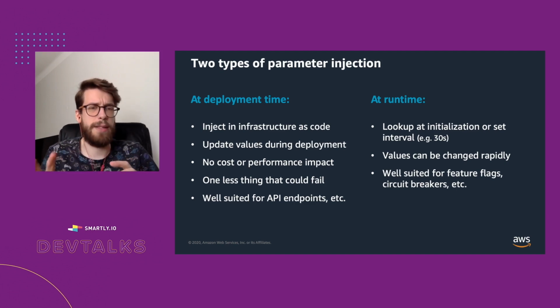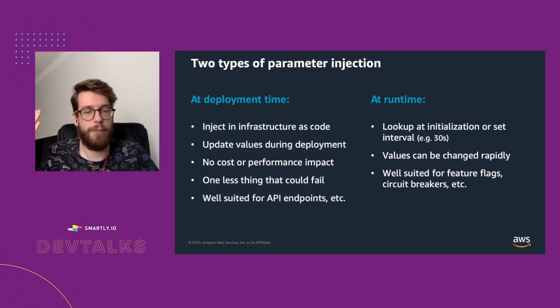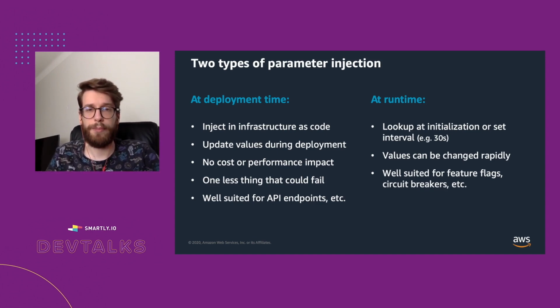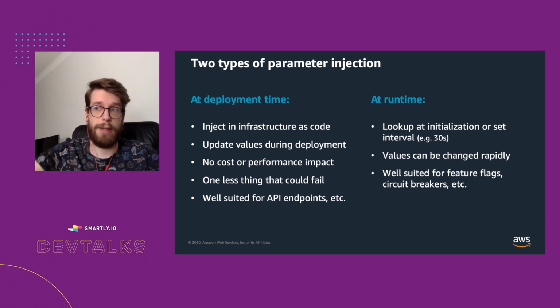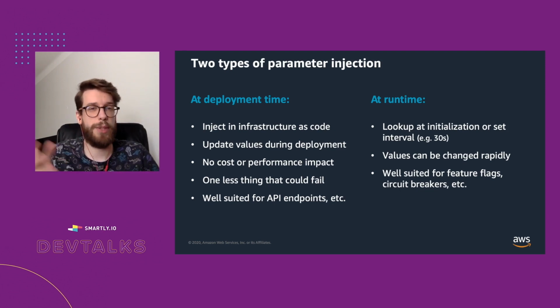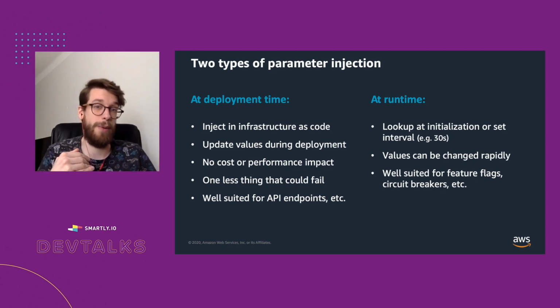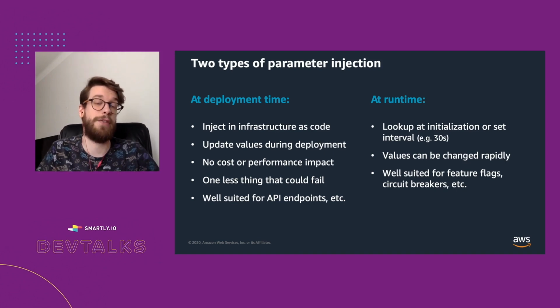But then you have other cases. And for that, you have the possibility to do runtime parameter injection. So here you could, every time you initialize an execution environment, or let's say every 30 seconds, refresh that data. And so every time it will query a service, it can be the parameter store again, to refresh the value. And that's good for things that can change rapidly, but it introduces the fact that now if that service fails, what do you do? You need to think about that failure mode. But that's really good for things like feature flags, circuit breakers, and so on, things that can change very, very fast.